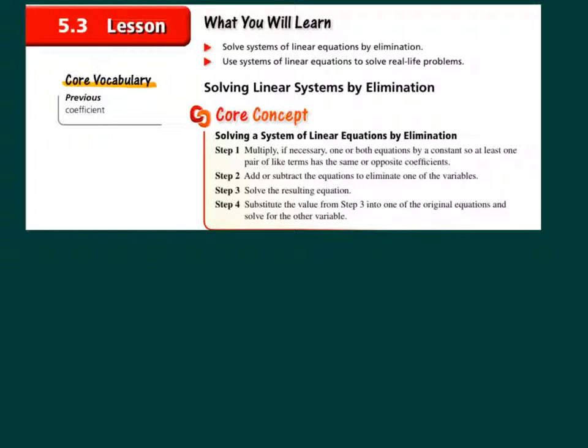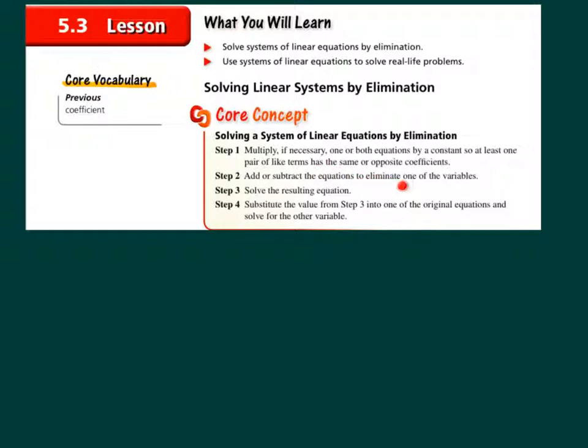Solving a system of linear equations by elimination, we have a plan here. Again, most of this plan is pretty easy. Once you see a problem, you just kind of do it. You don't think about a lot of these steps in terms of step 1, 2, 3. First of all, we may have to multiply an equation or both equations if we have to get our coefficients to match up.